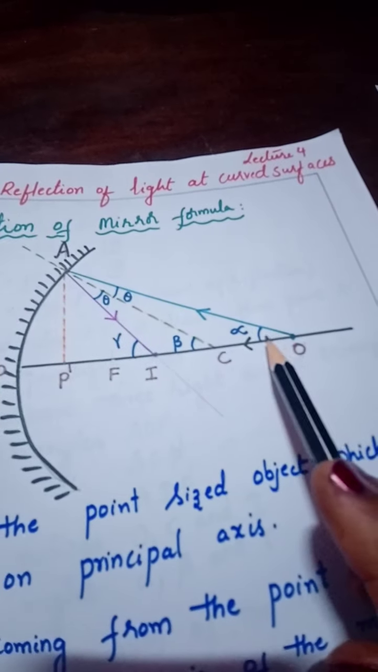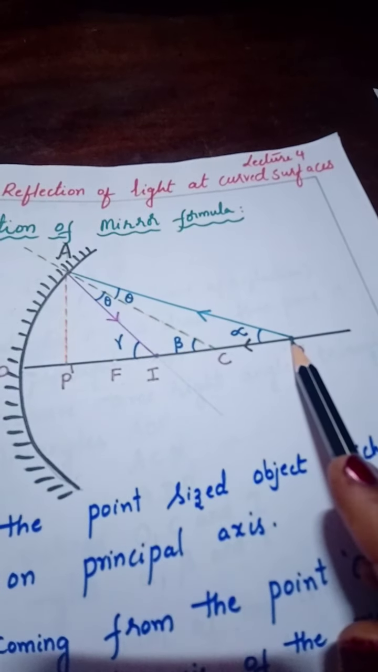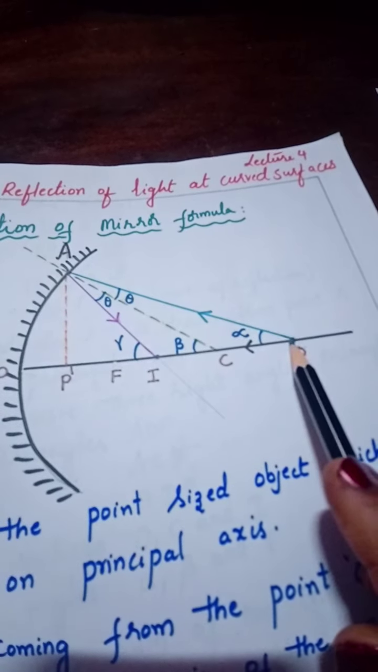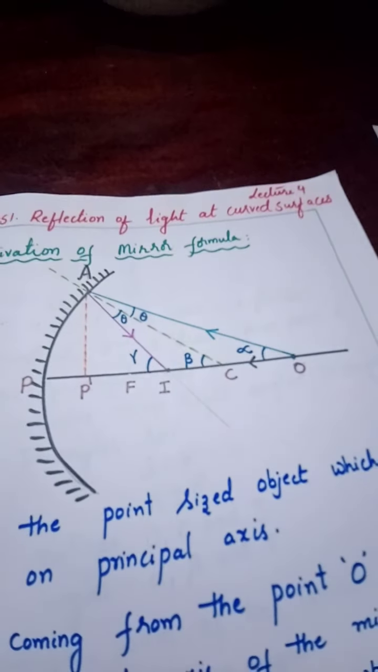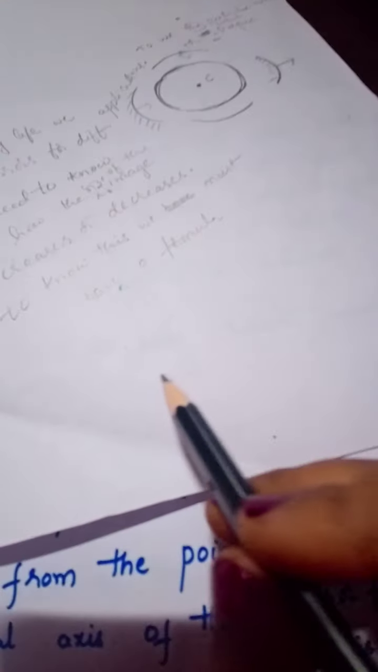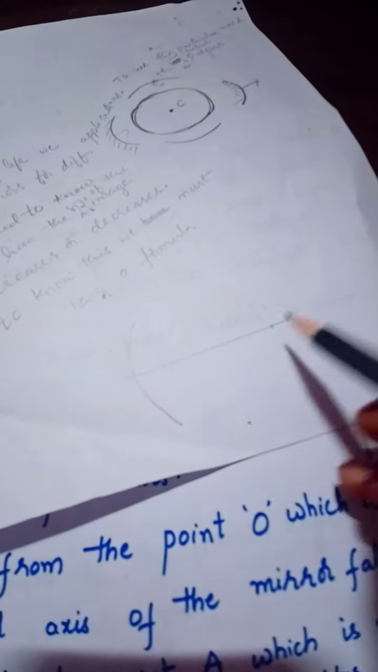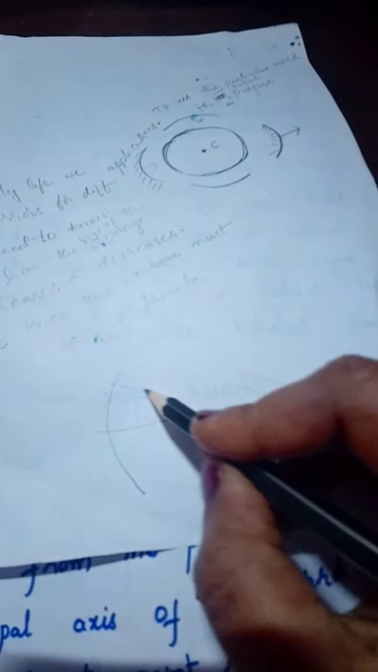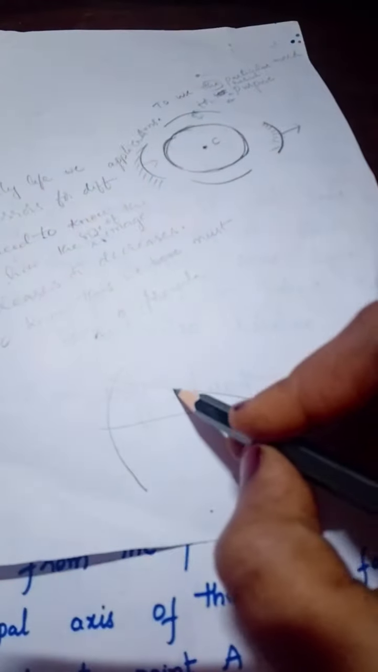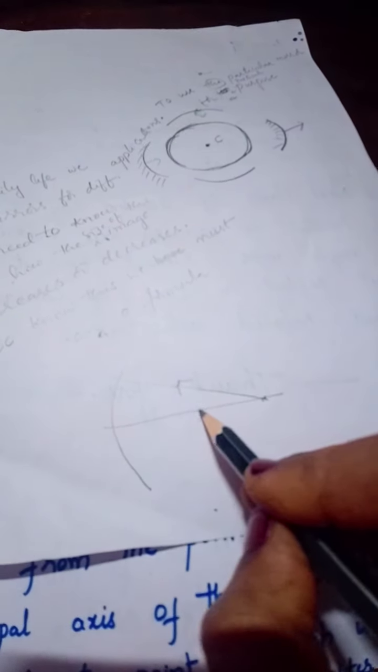Now, to draw the ray diagram, for example, if you take a point like this, and here we have a concave mirror. From this point, how to draw the ray diagram? We need to take two rays. One ray is like this, and the other ray we are considering along the principal axis. These are the two rays.